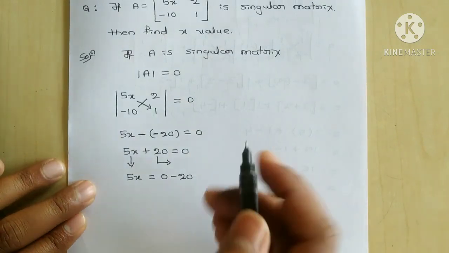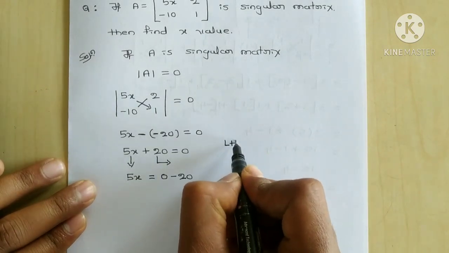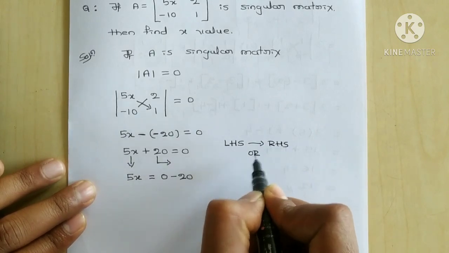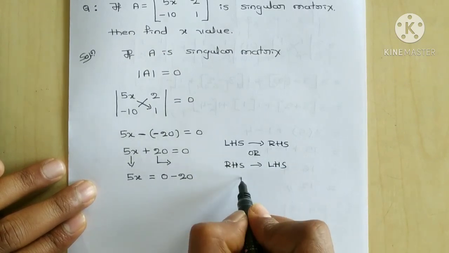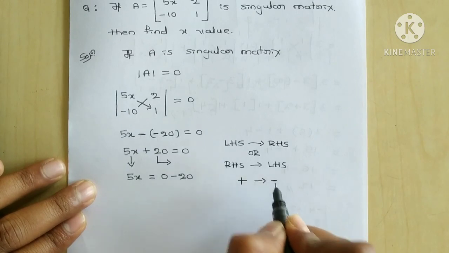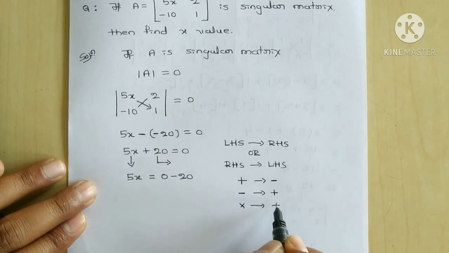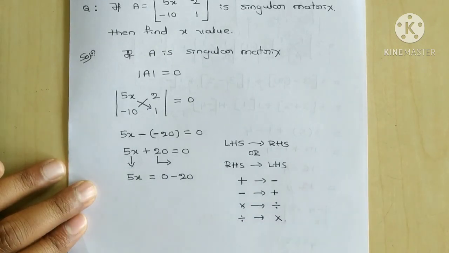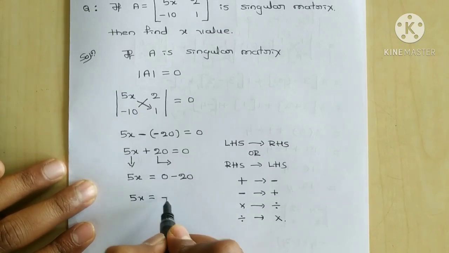So remember, whenever you are shifting a sign from left hand side to right hand side, or right hand side to left hand side, plus becomes minus, minus becomes plus, multiplication becomes division, and division becomes multiplication. Remember this. That's why plus becomes minus. Next, 5x I am going to keep it as it is. 0 minus 20 is minus 20.